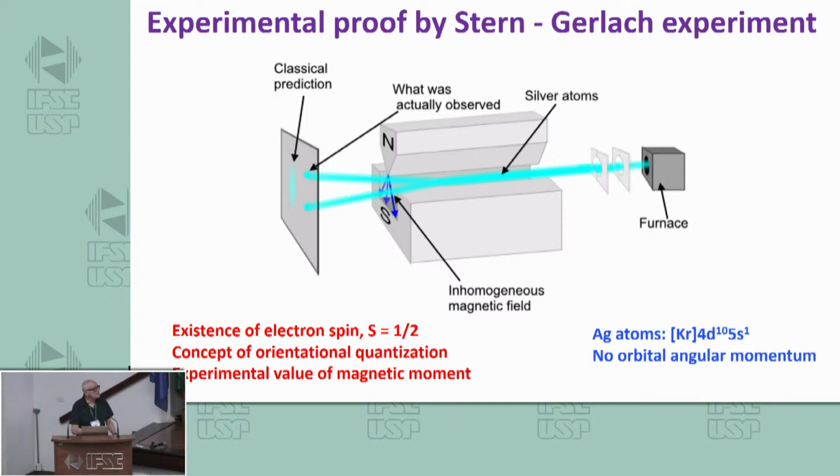So of course it was important to select very carefully the material that they're using for this. And the silver atom was chosen because it has one unpaired electron in a 5s orbital. So it has a closed shell of krypton. All the d orbitals are occupied, no spin associated with this. But this one unpaired electron is in an s orbital. So orbital angular momentum is 0. So any magnetism associated with the silver atom has to be due to the electron spin.